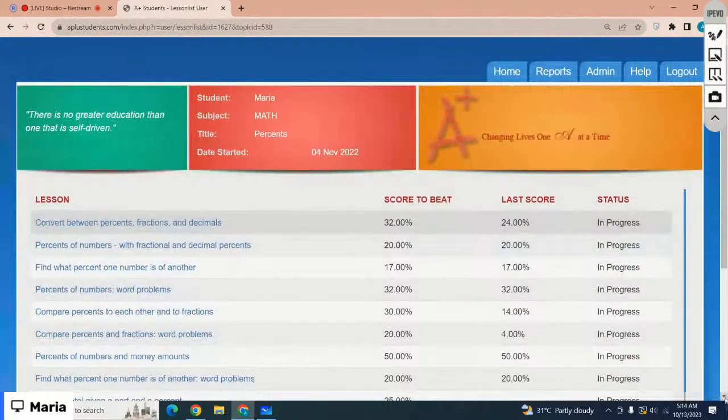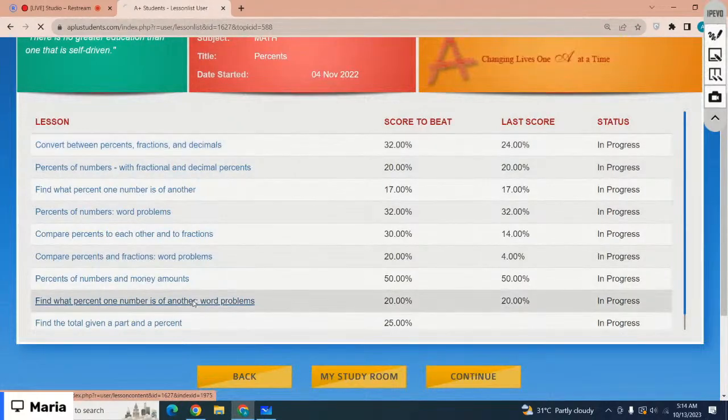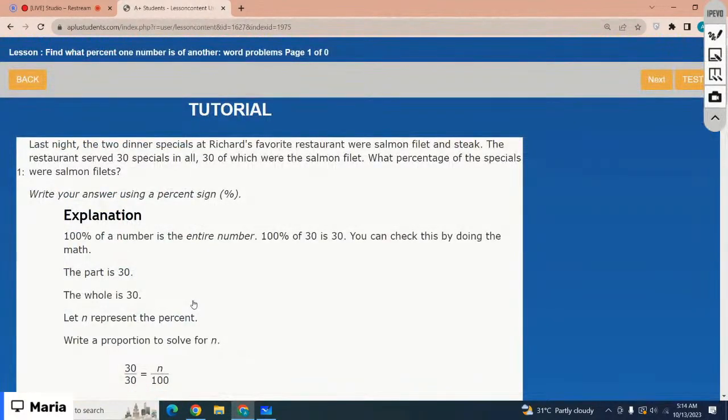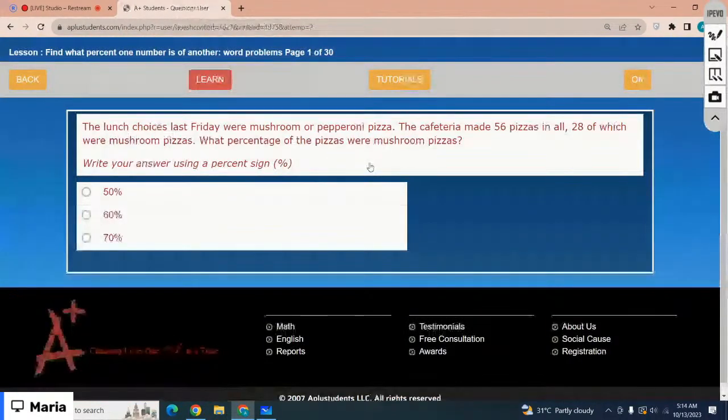And the next lesson is find what percent one number is of another. Word problems. Okay, we have already done this lesson, right? Today we're going to do the word problems. So let's just start with the test questions. We finished the lesson find what percent one number is of another in the last session, right? Today that is just the word problems of the same lesson.